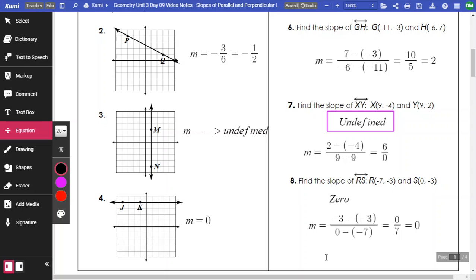All right, so that's a review of slope. You'll get a chance to practice that a little bit, and then we'll move on to actually using those in the next lesson.